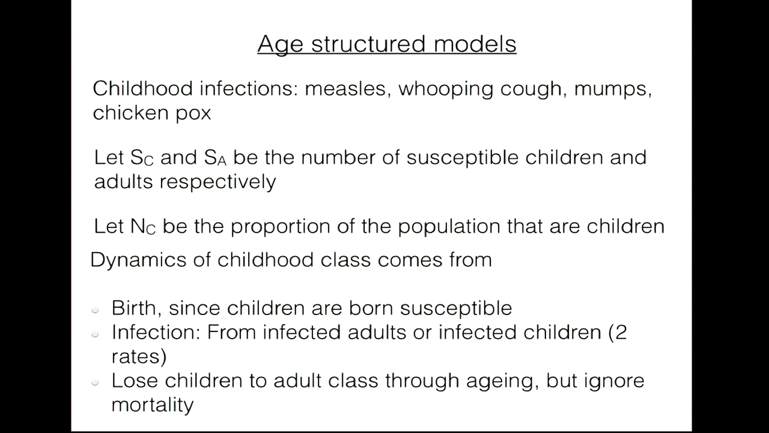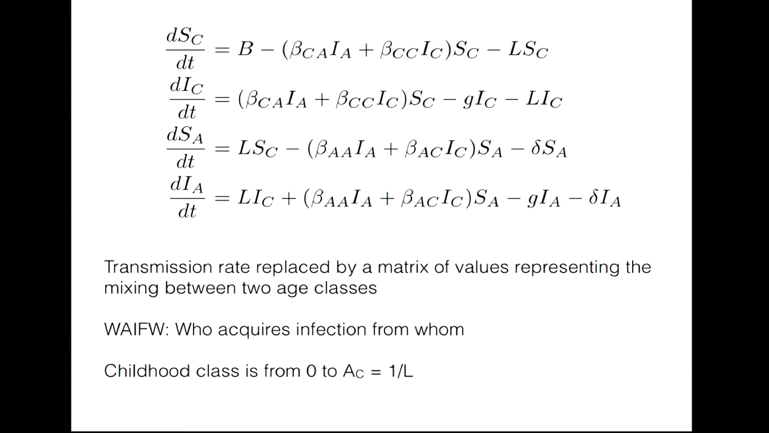Okay, so this would be the example of the age structured model with NC, the proportion of the population that are children. And the dynamics come from birth, since all children are born susceptible, if you disregard maternal immunity. These come from infections, so they contract illness through infections, either from infected adults or infected children. But the rates are different, because children contacting children typically happens at a larger probability, for example, at schools or daycares. So we should account for the difference in this particular structure here. You lose children to the adult class through aging, but you can ignore mortality for most of what is required here. So these are the equations that you would write down.